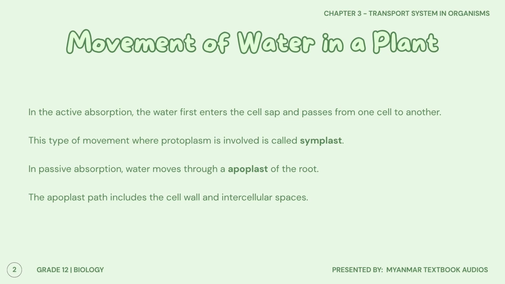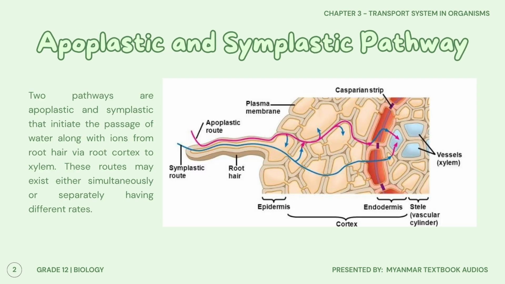This type of movement where protoplasm is involved is called symplast. In passive absorption, water moves through an apoplast of the root. The apoplast path includes the cell wall and intercellular spaces. Two pathways, apoplastic and symplastic, initiate the passage of water along with ions from the root hair via the root cortex to the xylem. These pathways may exist either simultaneously or separately, having different rates.